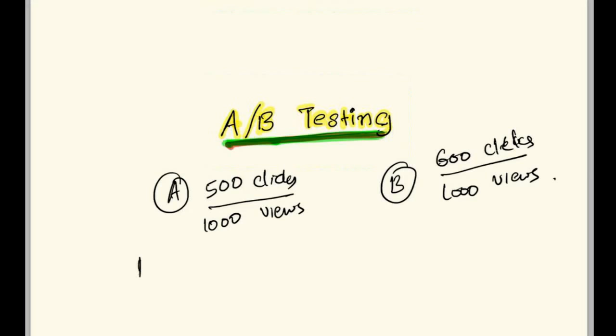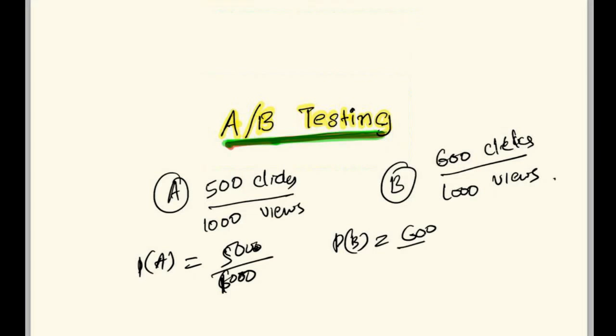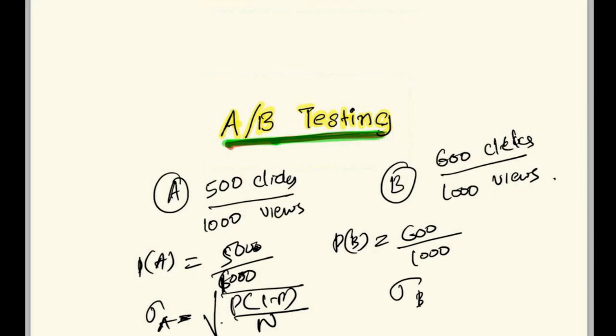So we can say the proportion of A is equal to 500 divided by 1,000 and the proportion of B is equal to 600 divided by 1,000. Now we'll find the standard error: sigma A equals root of P times (1 minus P) divided by N, and sigma B equals root of P times (1 minus P) divided by N. Substitute the values, and we will get the standard error for A and the standard error of B. Now we need to design a hypothesis test here.